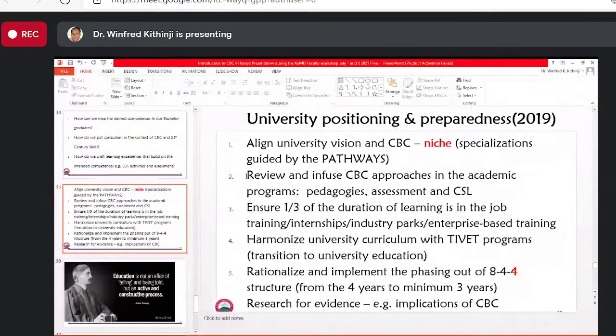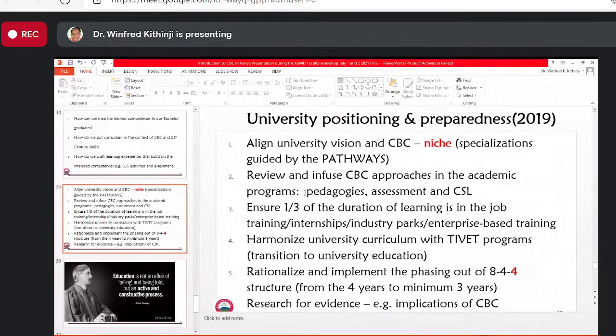Then, of course, number 2, the DVC mentioned this. How do we infuse CBC approaches in the academic programs? That is the methodologies of interaction or learning experiences, assessment, community service learning. How do you bring in all this? Number 3, how do you ensure that also a third of the duration of learning is in the job? The DVC mentioned this very strongly.